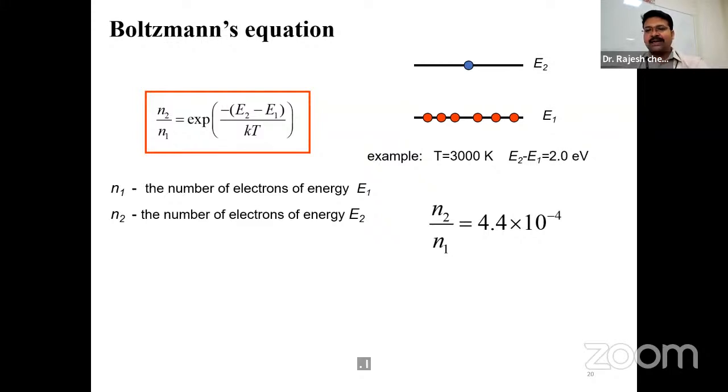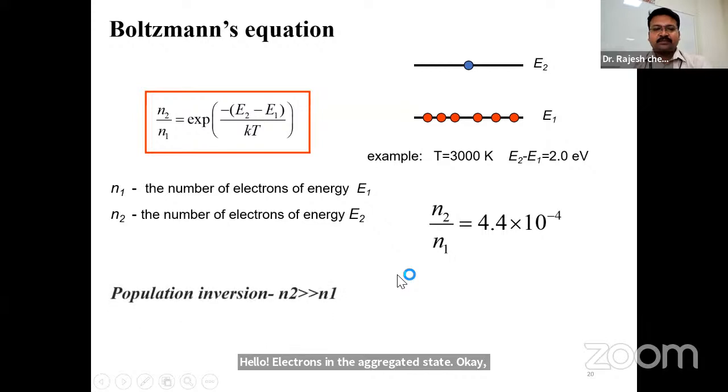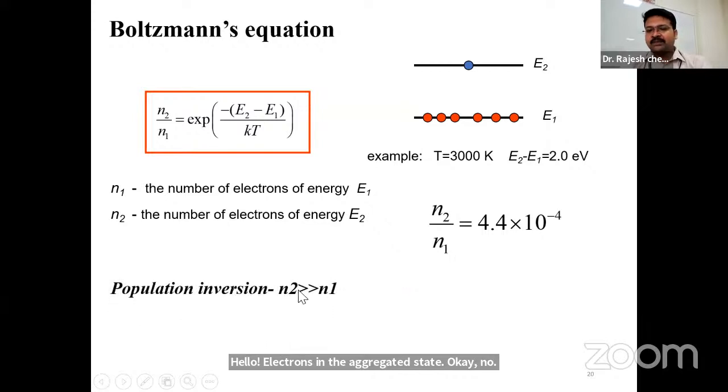Around 2800 degrees, at that much temperature, we have this many electrons in the excited state. Okay. Now we can see here the population inversion: N2 is greater than N1. That means, okay.